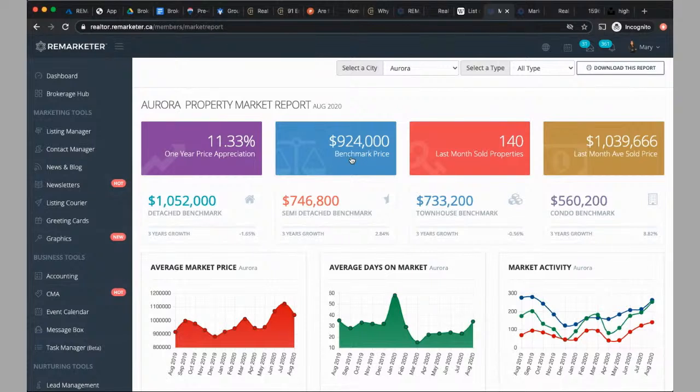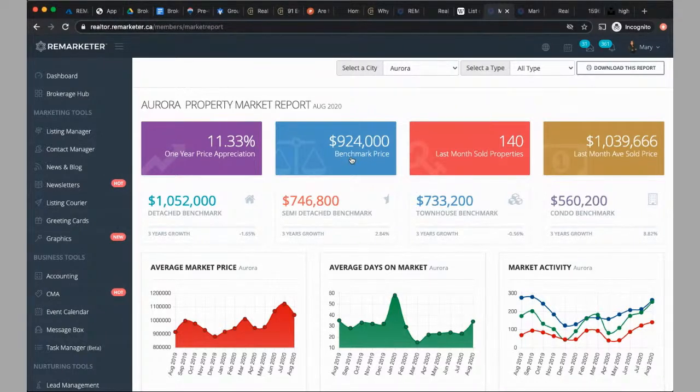Now, even if I want to compare the two markets, let's say community A is $950,000, the benchmark price, and community B is, let's say, $1 million, the benchmark price. So immediately, when I'm comparing the benchmark prices, I can find out that typically, community A is cheaper than community B. You might find one property in community A that's much more expensive than any other properties in community B, but typically community A is cheaper than community B.